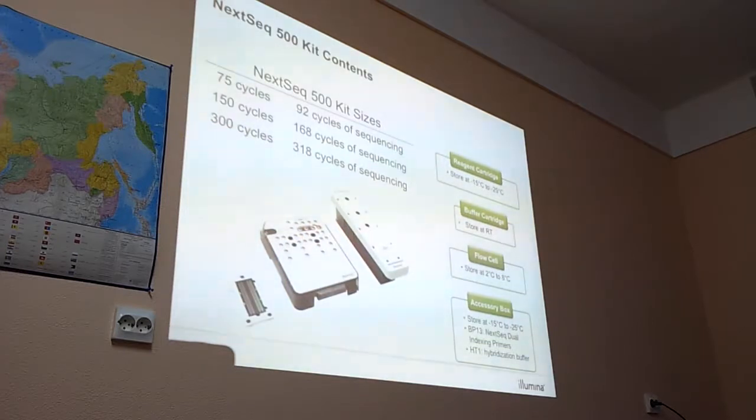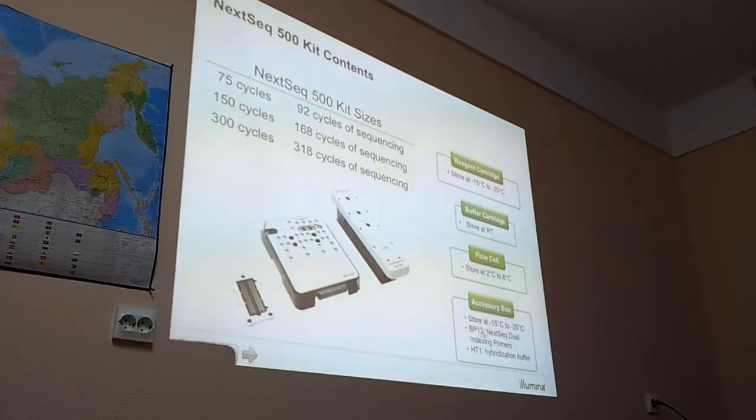Consumables. You've seen already the cartridge. The flow cell, the reagent cartridge, and the buffer cartridge. In each kit you find these three components. The flow cell should always be stored in the fridge, at 4 degrees. The reagent cartridge should be frozen at -20, and the buffer cartridge at room temperature. Then you also have an accessory box, frozen at -20. So four pieces.